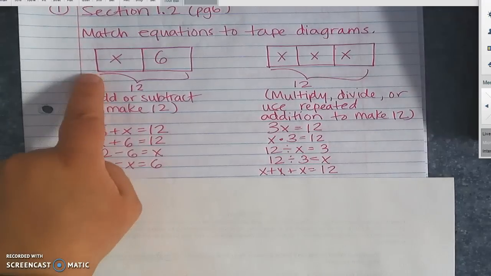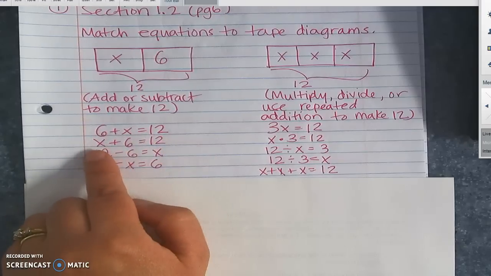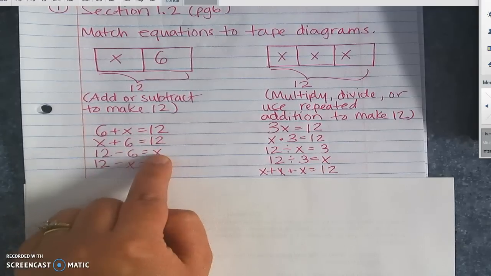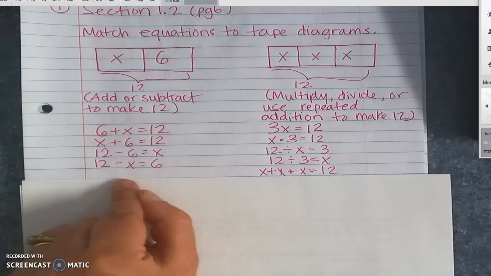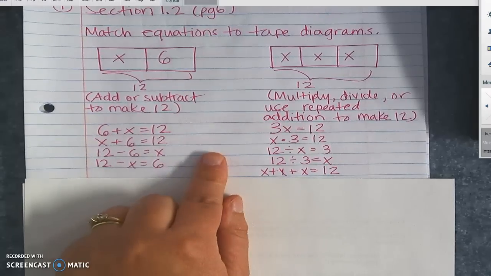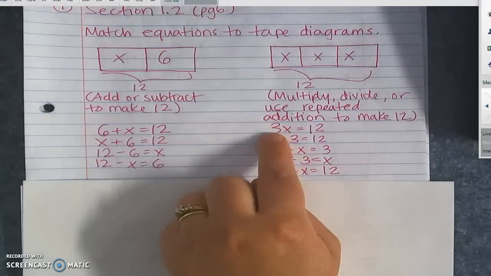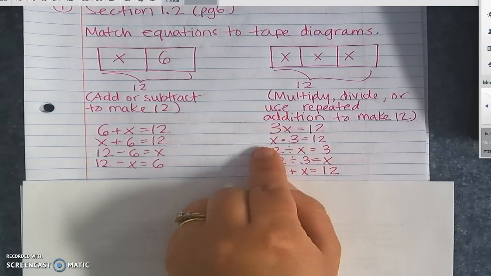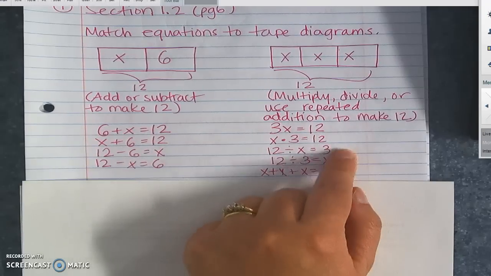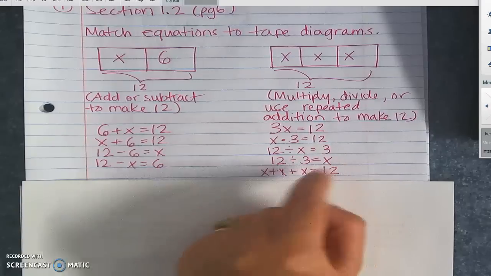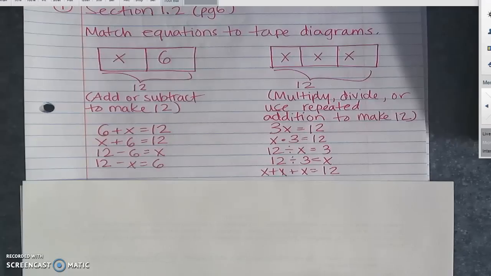So for the group of x and the group of 6, I have 6 plus x equals 12. I can switch that order: x plus 6 equals 12. We can do 12 minus 6 equals x, and 12 minus x equals 6. And for our three groups of x equals 12, we can do 3 times x equals 12, x times 3 equals 12, 12 divided by x equals 3, 12 divided by 3 equals x, and then x plus x plus x equals 12. So please pause to copy that down.